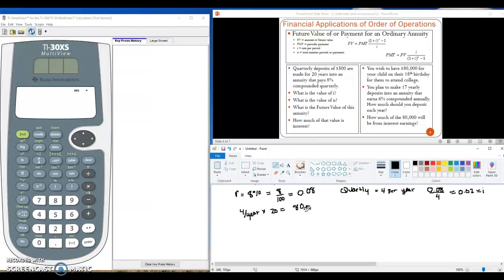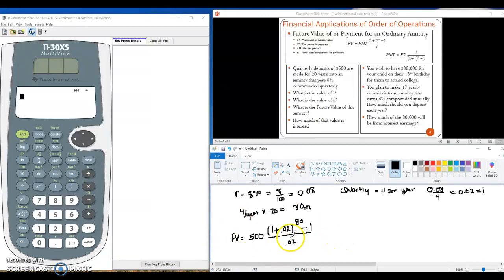Then we're asked, what is the future value of this annuity? So I'm going to use the formula up here that starts with FV for future value and substitute in the values that we have. So the future value is equal to our payment, which is $500. And then the top of the fraction, we have 1 plus I, and we found I to be 0.02. And that is to the nth power, which we found to be 80. And then we have a subtract 1. That whole thing is divided by I, which is 0.02.